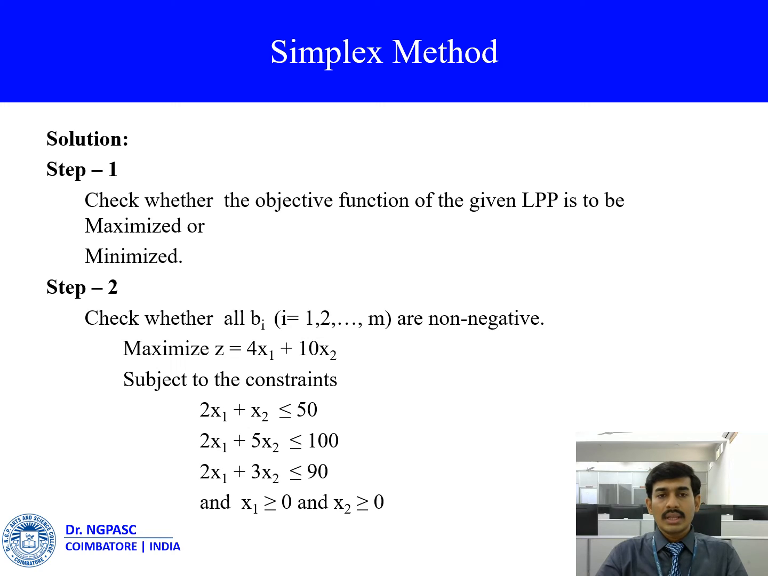Solution. Step 1: check whether the objective function of the given LPP is to be maximized or minimized. Here it is a maximization problem. Step 2: check whether all bi, that is i equal to 1, 2, 3, etc. m, are non-negative. Maximize z equal to 4x1 plus 10x2 subject to the constraints 2x1 plus x2 less than or equal to 50, 2x1 plus 5x2 less than or equal to 100, 2x1 plus 3x2 less than or equal to 90, where x1, x2 greater than or equal to 0.